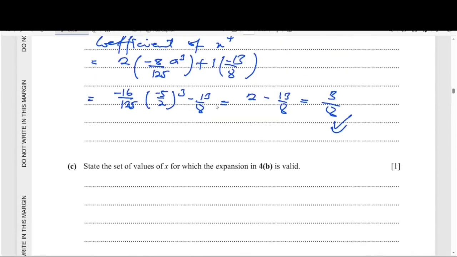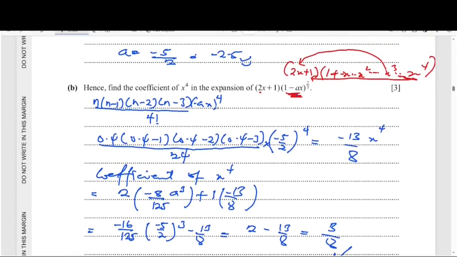4c states: find the set of values of x for which the expansion in 4b is valid. So the set of values of x for which this expansion given over here is valid, right? You realize there's nothing wrong over here. There's no suspicion in the first binomial because it doesn't need any special expansion. But the second binomial does. At what point will this binomial fail to expand?